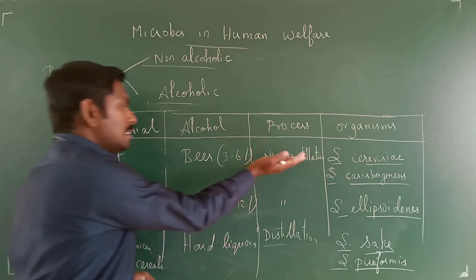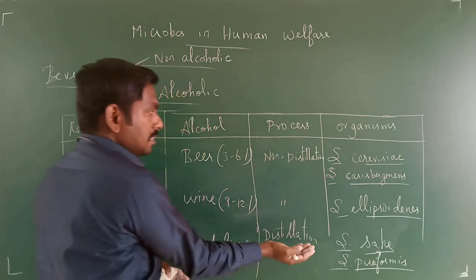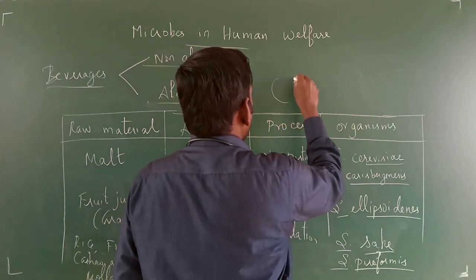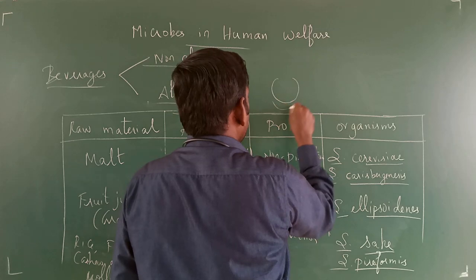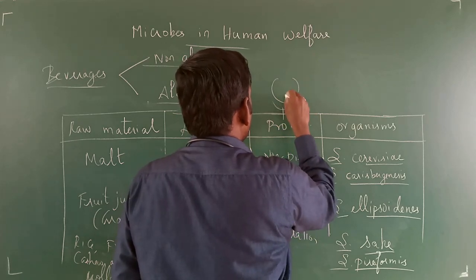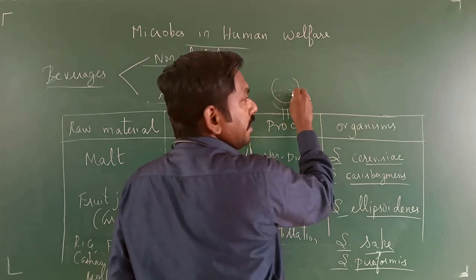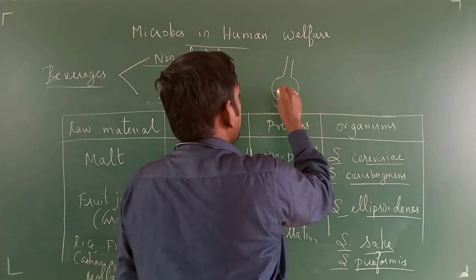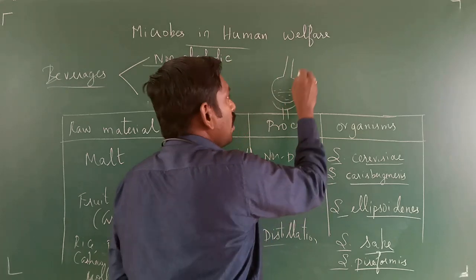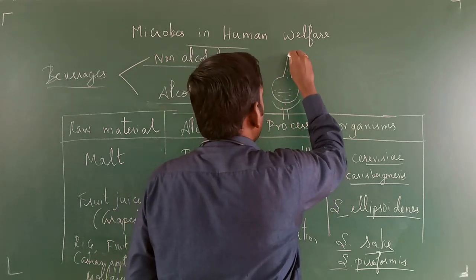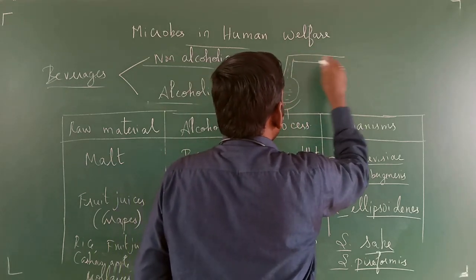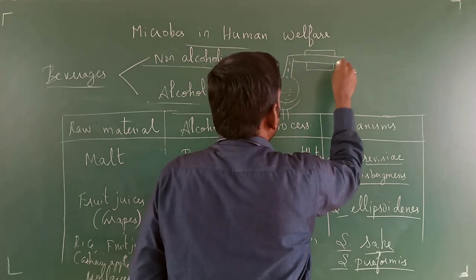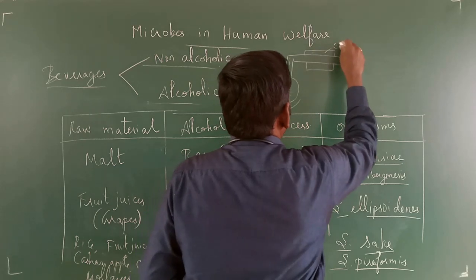So what is the difference between the distilled and the non-distilled beverage? Distilled beverages we have already seen in our NCT part. If you take a round bottom flask and heat it with a Bunsen burner, the liquid present in it attains the boiling point and starts to boil, and you have a change of state. It comes out as vapor, or fumes, and it will be condensed.